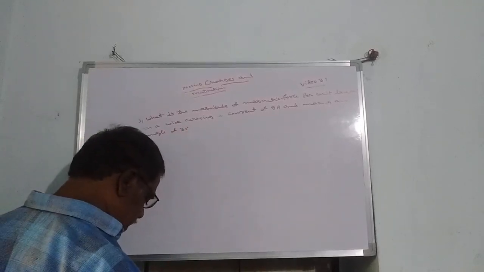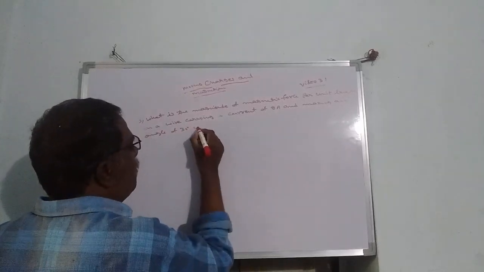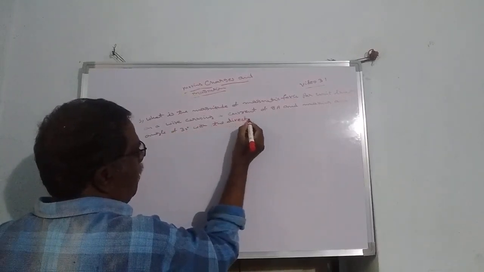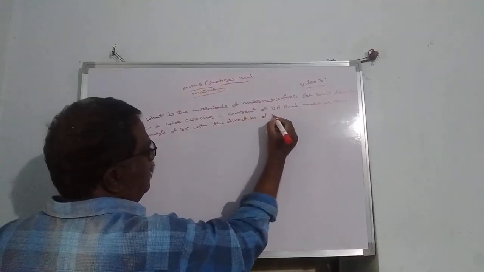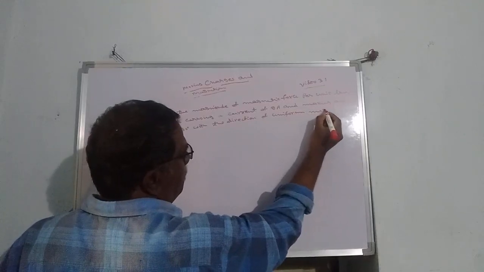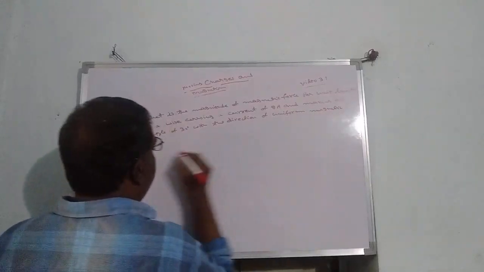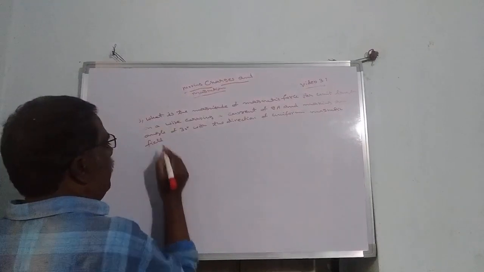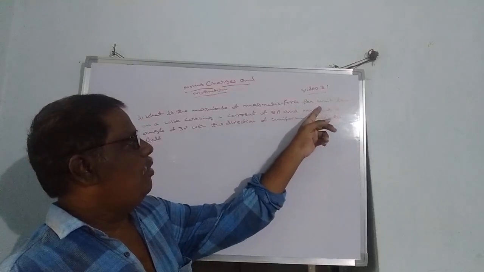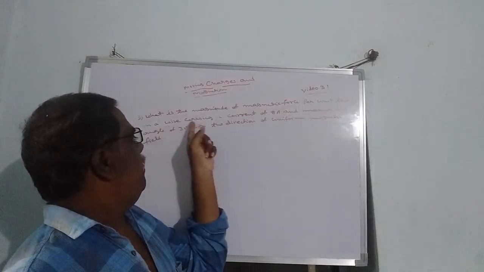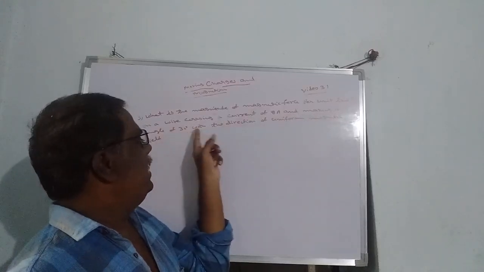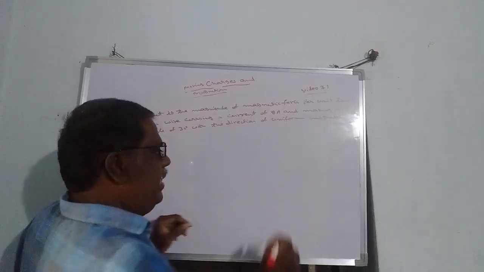Making an angle of 30 degrees with the direction of a uniform magnetic field. Read the problem carefully. What is the magnitude of magnetic force per unit length on a wire carrying a current of 8 amps and making an angle of 30 degrees with the direction of uniform magnetic field?